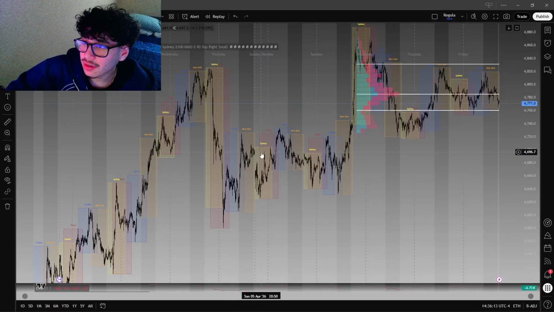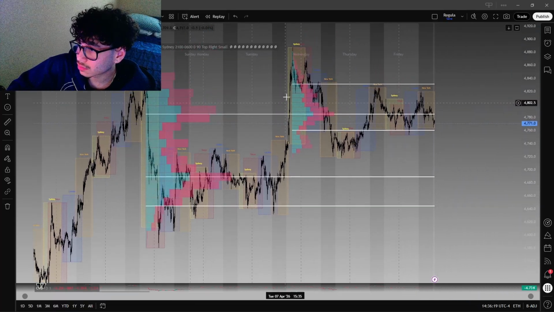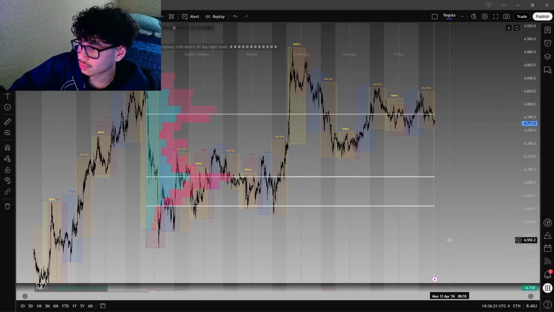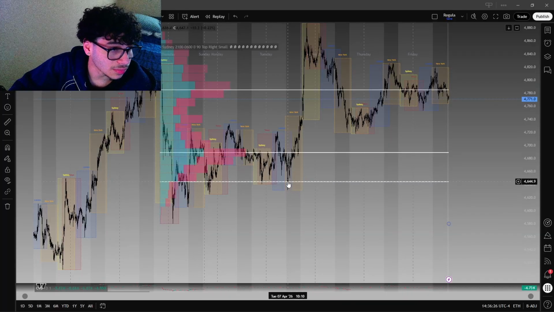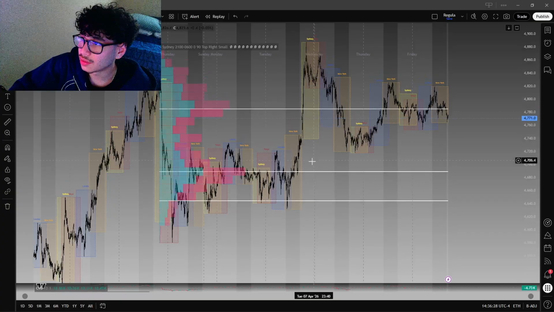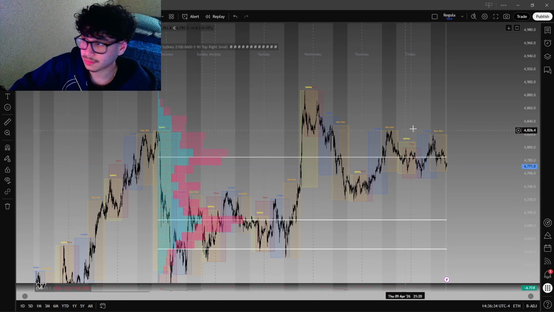So if we can look at another example. You could see it used down here. Price taps into it, rallies all the way back up and takes these New York and Tokyo highs here.